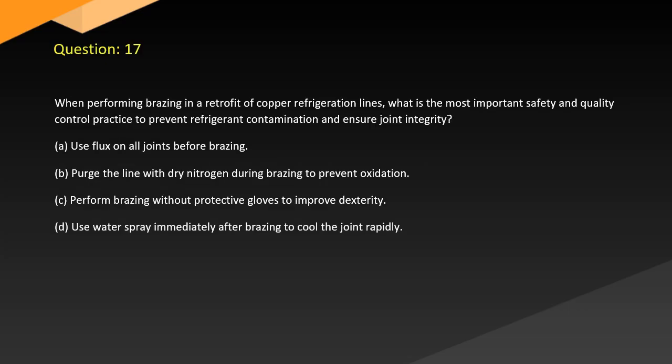Question 17. When performing brazing in a retrofit of copper refrigeration lines, what is the most important safety and quality control practice to prevent refrigerant contamination and ensure joint integrity? A. Use flux on all joints before brazing. B. Purge the line with dry nitrogen during brazing to prevent oxidation. C. Perform brazing without protective gloves to improve dexterity. D. Use water spray immediately after brazing to cool the joint rapidly.